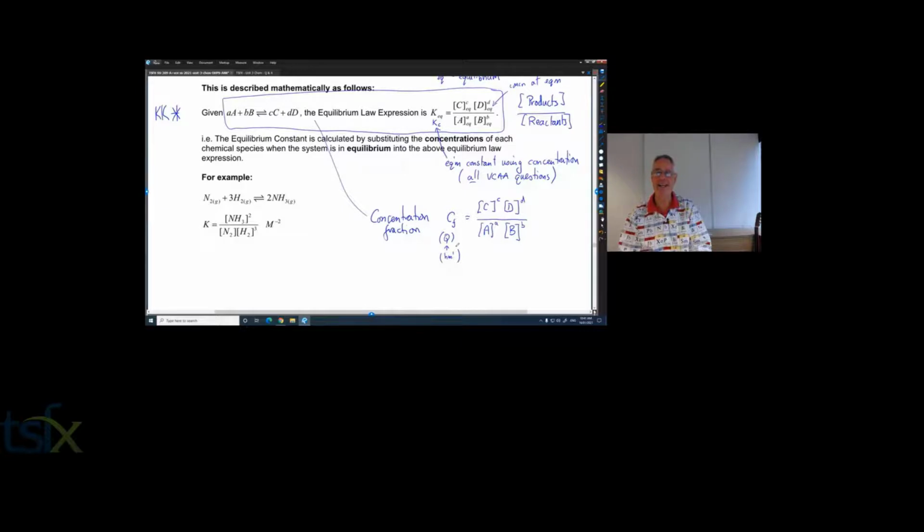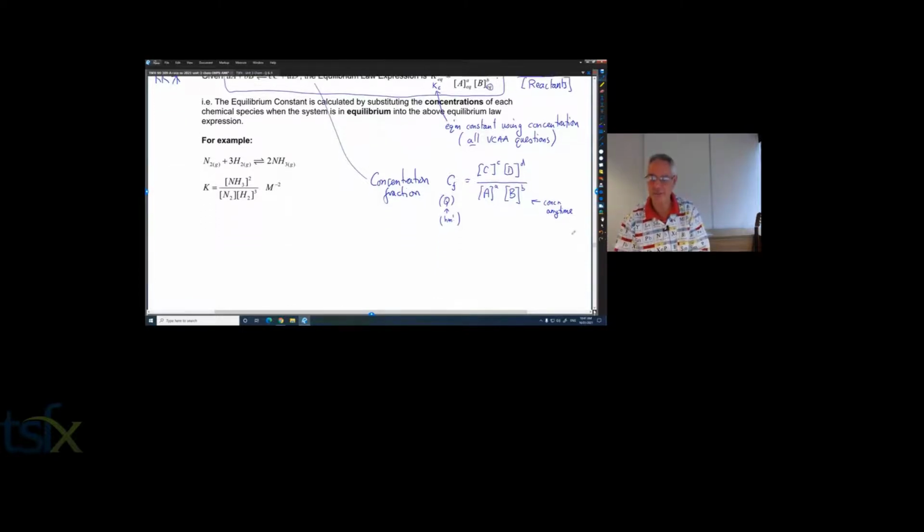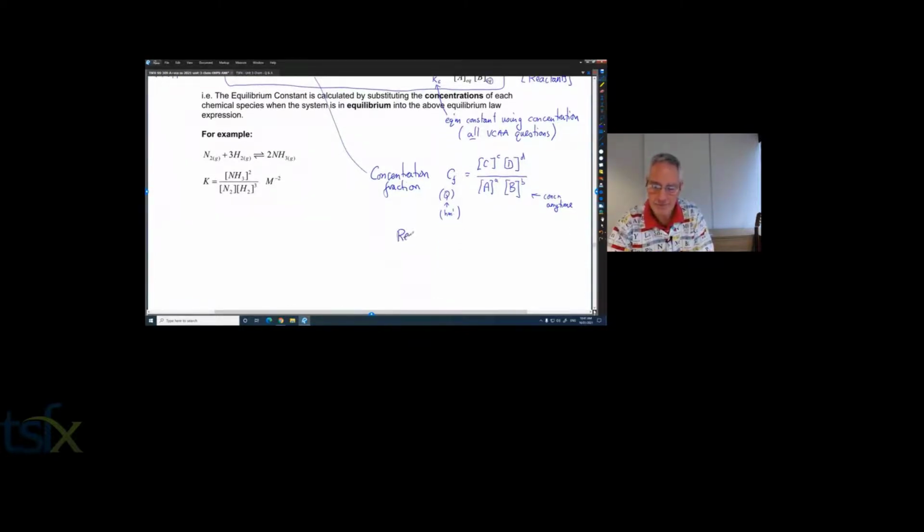And yes, it is, if you don't put in these little EQs, reminding you they have to be concentration at equilibrium. These could be concentrations anytime. And that's how you tell it's at equilibrium. Reaction is at equilibrium if the Cf that you calculate equals the Kc. It's not at equilibrium if the Cf that you calculate does not equal the Kc.